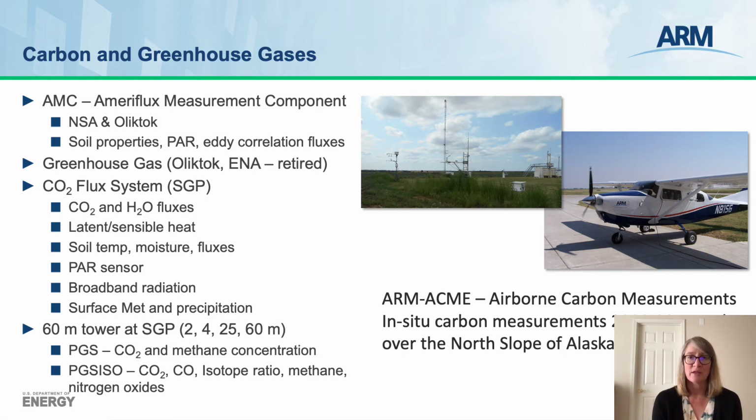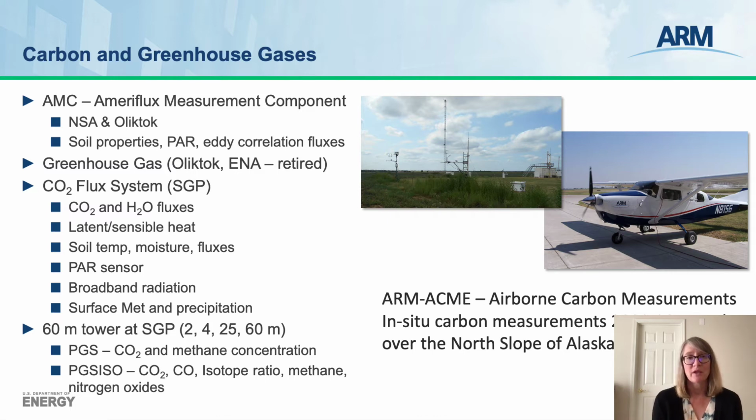Although carbon and greenhouse gas measurements are not part of ARM's core mission, ARM does support a variety of measurements at several locations. This includes the AmeriFlux measurement component, which is deployed to the North Slope of Alaska and the Oliktok Point sites, as well as greenhouse gas measurements at Oliktok and our Eastern North Atlantic site. This instrument is now retired.